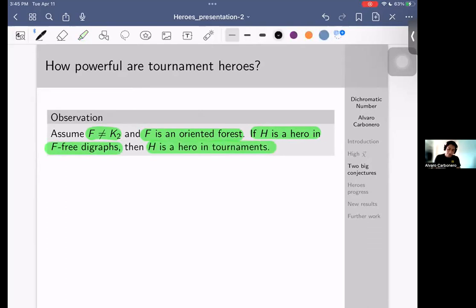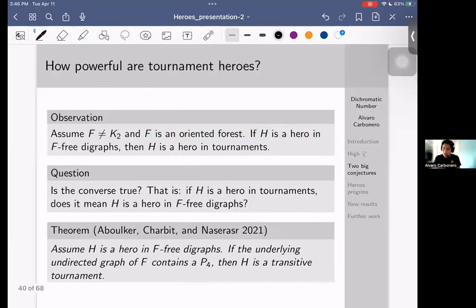But there is one more thing. I think one question that could follow up from this is: is the converse true? What about the converse? The answer is a little simple. It's no.